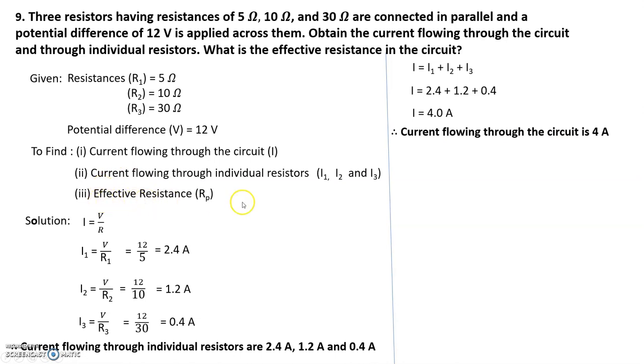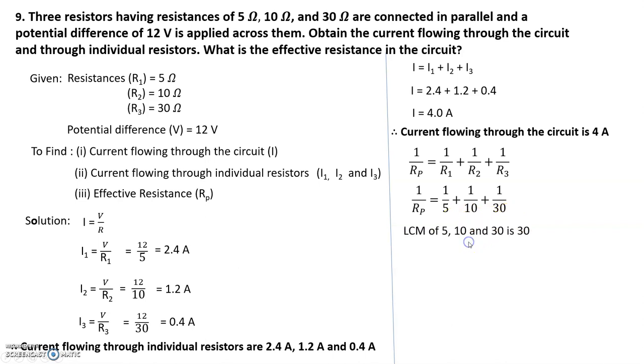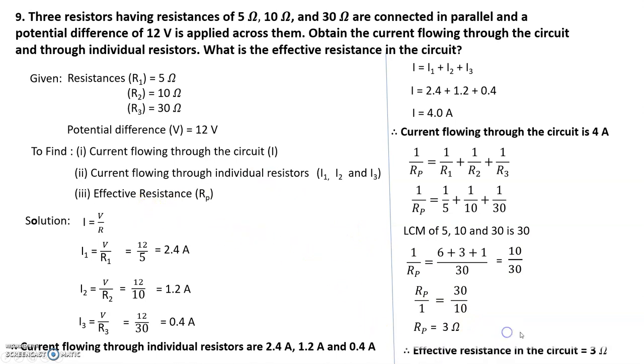Now the last part, the effective resistance Rp. The formula is 1 upon Rp equals 1 upon R1 plus 1 upon R2 plus 1 upon R3. Let's substitute the values. The denominators are 5, 10 and 30, so we find the LCM of 5, 10 and 30, and the LCM is 30. 5 into 6 gives us 30, so 1 should be multiplied by 6. 10 into 3 gives us 30, so this 1 is multiplied by 3. And 30 into 1 is 30, so this remains as 1. So we have 6 plus 3 plus 1, and that is 10 upon 30. Now we do the invertendo: Rp upon 1 will be 30 upon 10. Reducing it, Rp is 3 ohms. So the final answer, the effective resistance, is 3 ohms.